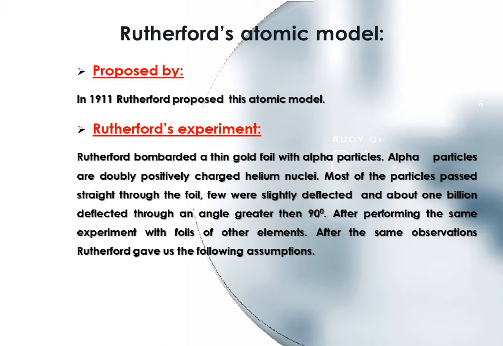Now the question came to his mind: why did it happen, why are some rays passing straight through the foil and some are deflected? He repeated the same experiment with foils of other elements, but he observed the same result. After his observations, he drew conclusions and gave us postulates. I will discuss the postulates, but first of all, look at this picture.